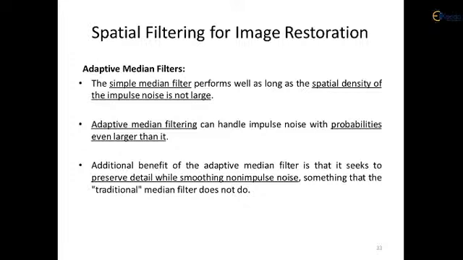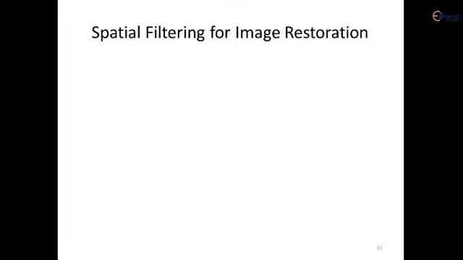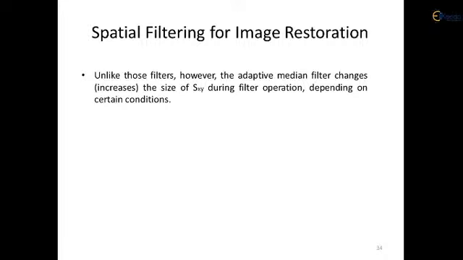So here the performance of the popular median filter, a subtype of the order statistic filter, has been improved by adding an adaptive characteristic to the filtering process. Now, in comparison to the earlier filters, we can remark that unlike them, the adaptive median filter changes the size of the neighborhood during the filter operation, and this depends on certain conditions.